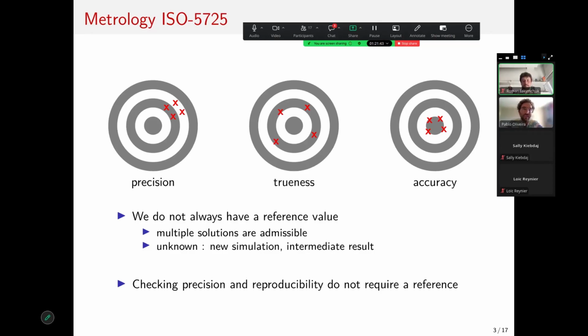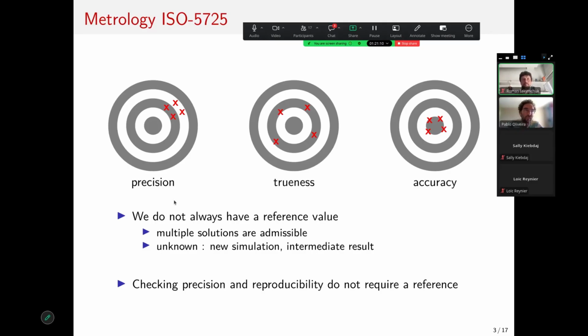And then you are both precise and you are around the reference. The tricky thing is we don't always have a reference value. Sometimes we can have physical simulations with different modes or that admit different solutions. And sometimes we are working on a new simulation, or we're debugging a big simulation and we are only working on one piece of the code, and we don't necessarily know what is the mathematical or physical exact ground value for the computation.